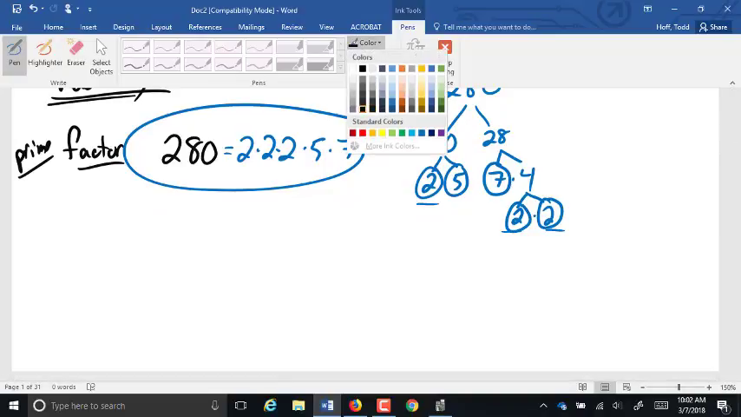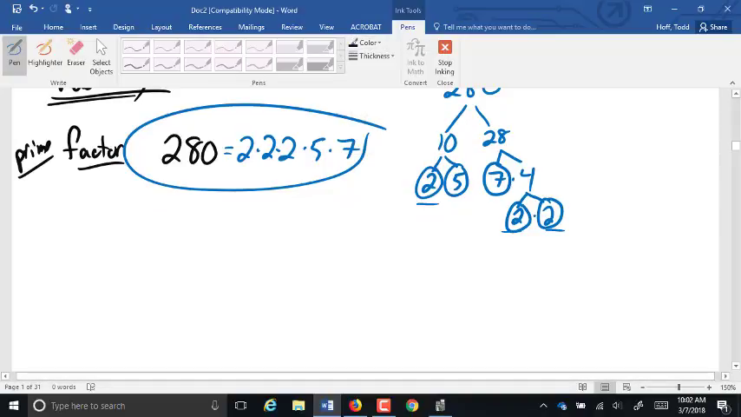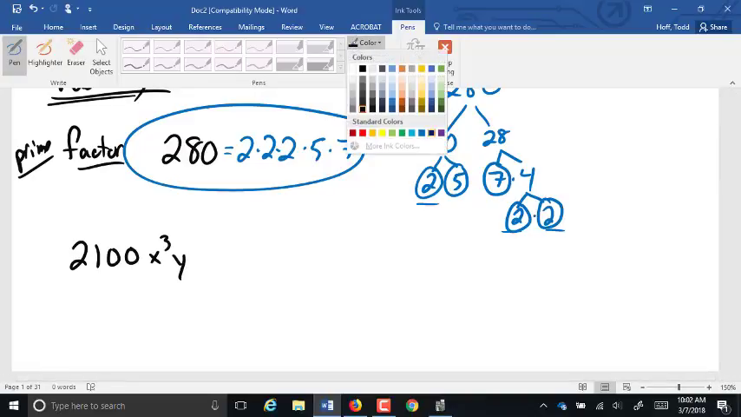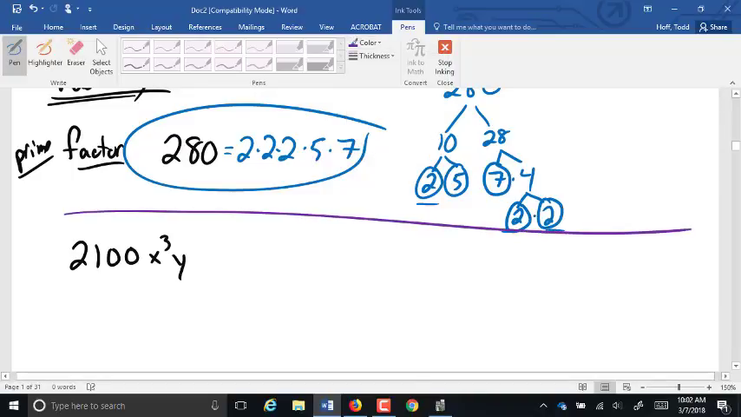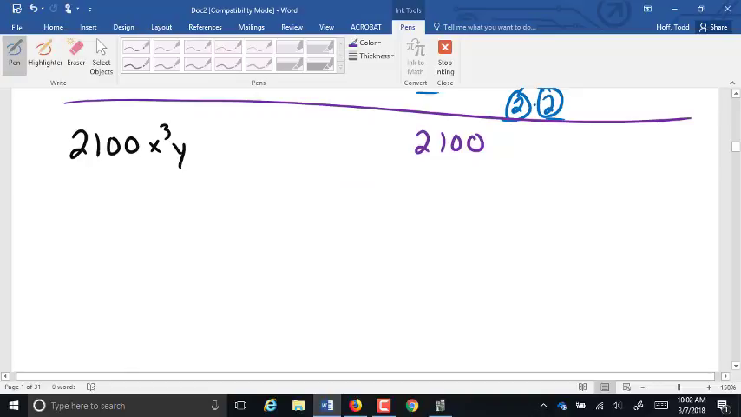What if there are variables involved? What if I have something like 2100x to the third y? Well, we do the number separately, 2100. It ends in 2 zeros, so I know it's divisible by 100. 2100 divided by 100 would leave us with 21.